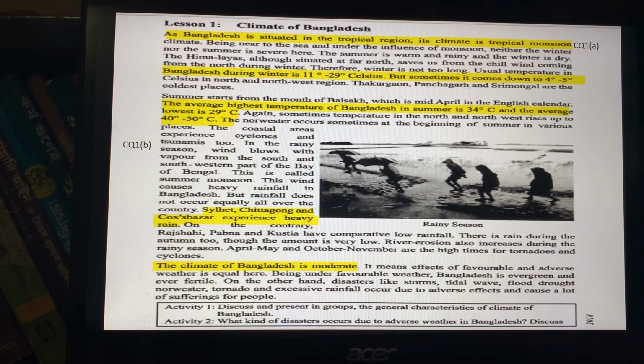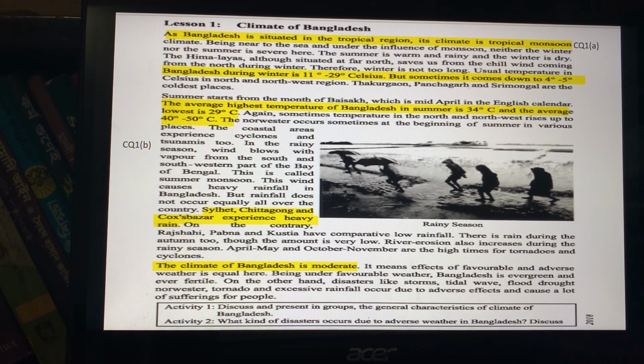We already know that. So, winter. At winter time, the average temperature of Bangladesh is 11 degrees to 29 degrees Celsius. But sometimes it comes down to 4 to 5 degrees Celsius. But where? Most of the time, we find this temperature in the northern part of Bangladesh, the north and northwest region. Thakurgaon, Panchagarh, Sreemangal, these are the coldest places.